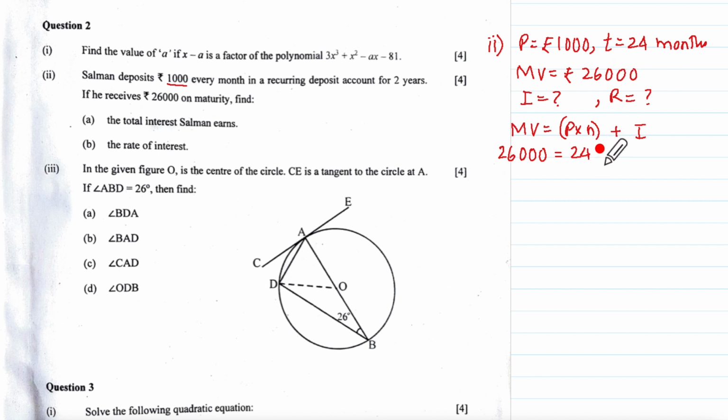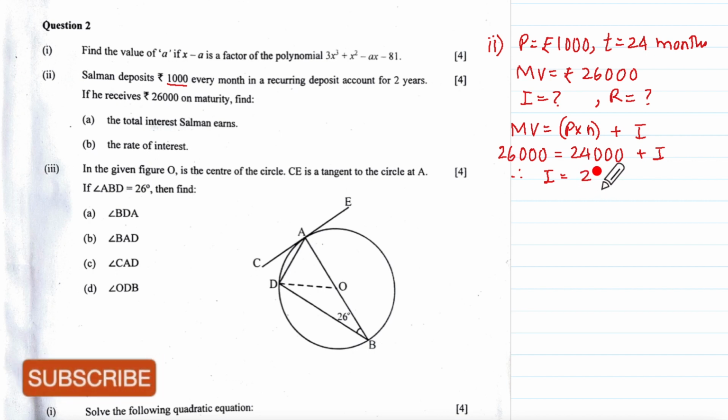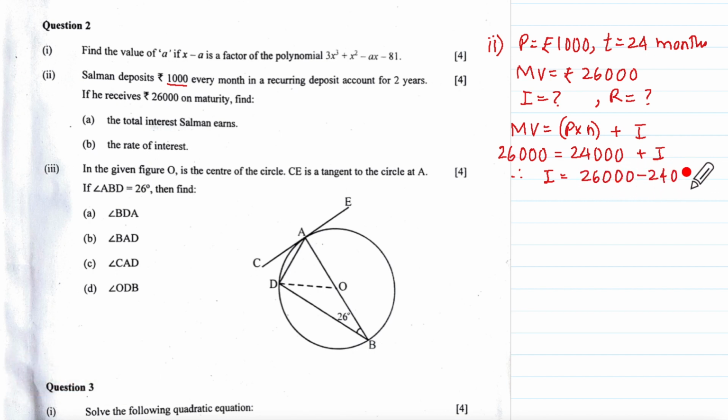So I'll write 24,000 plus interest, and therefore the interest is 26,000 minus 24,000, which is rupees 2000. And that is our answer 1.